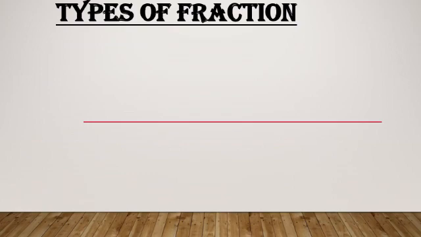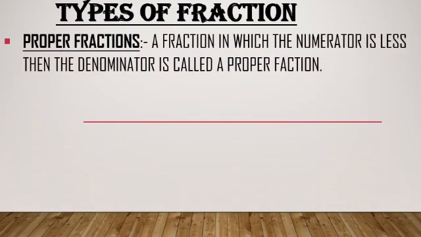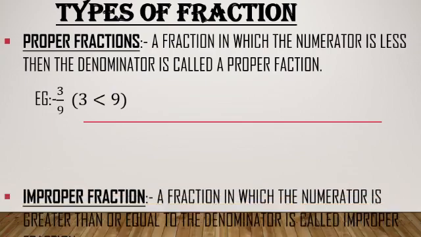There are different types of fractions. They are proper fraction: a fraction in which the numerator is less. Listen carefully. The numerator is less than the denominator is called a proper fraction. You can see here the numerator is 3 and the denominator is 9. So the numerator is smaller and the denominator is greater. This type of fraction is known as a proper fraction.